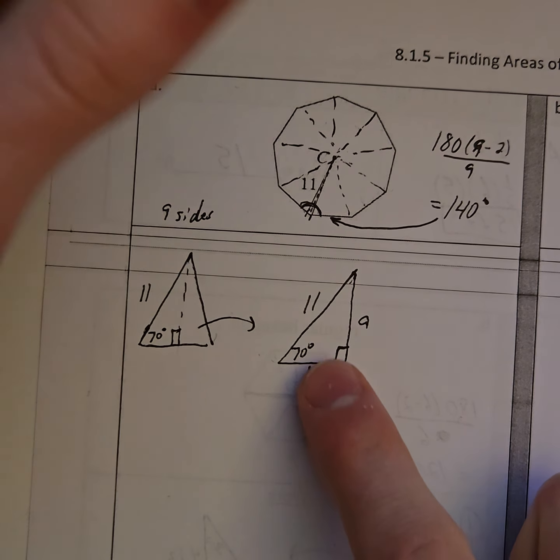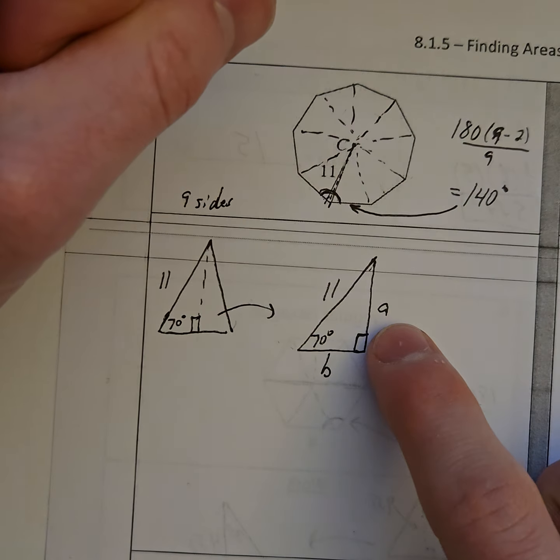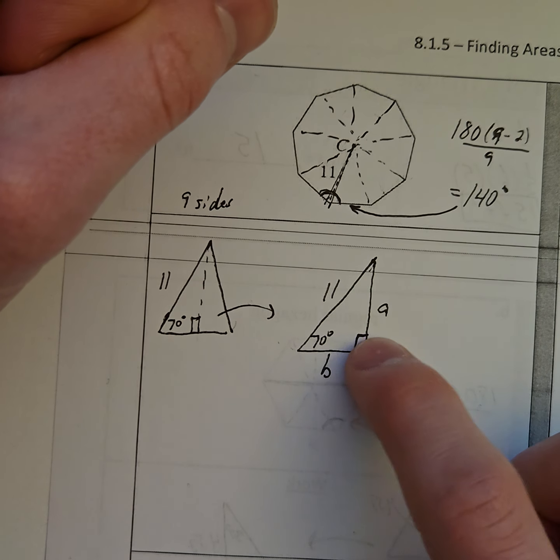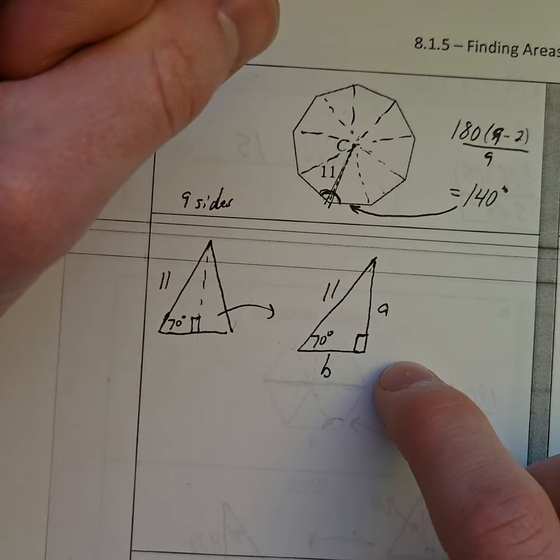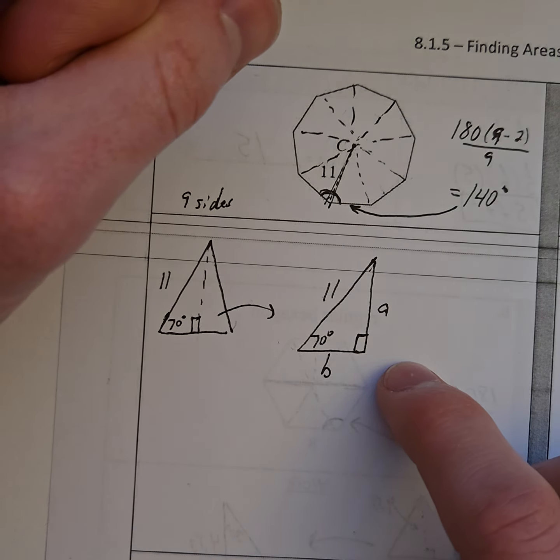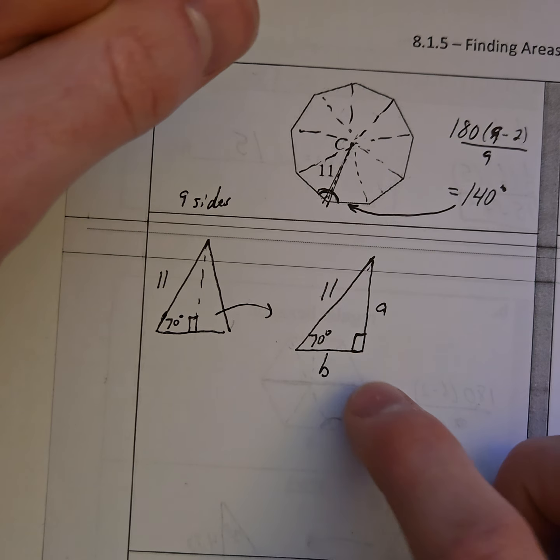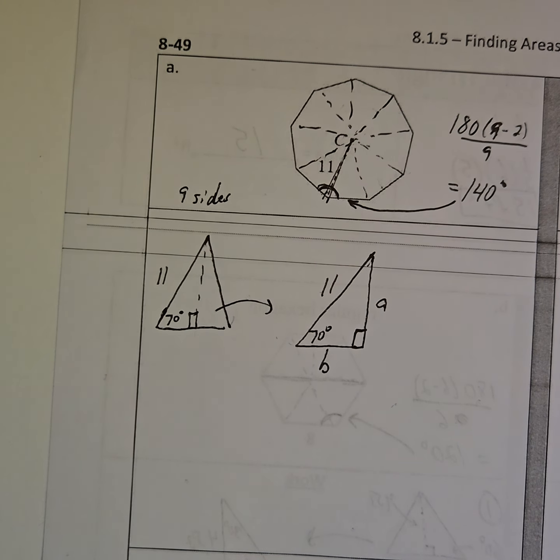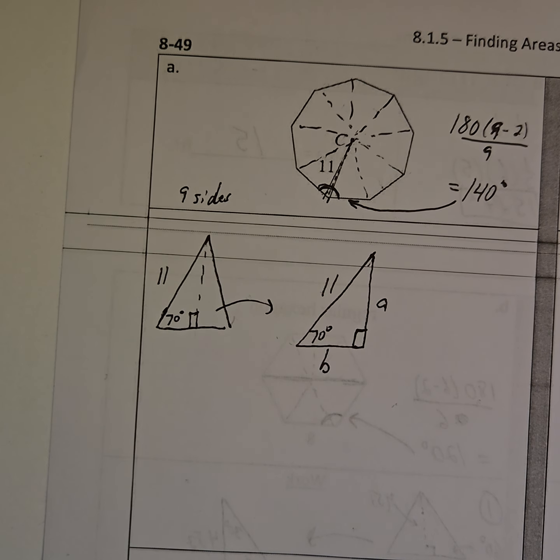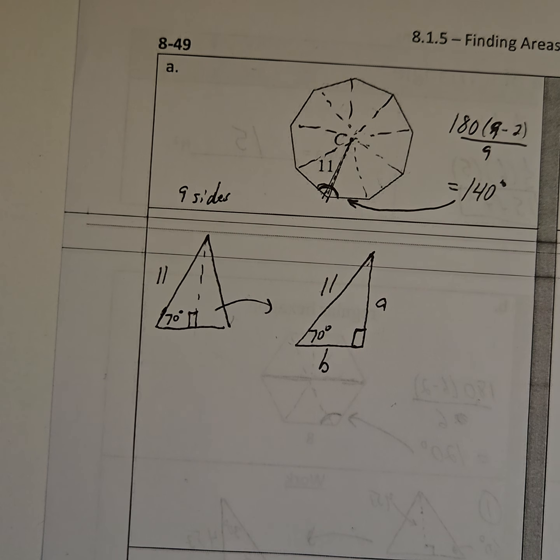All right, now I want you guys to see if you can figure out A and B from this triangle here. You're going to have to use some trig. Use some trig, show your work, find A and B. So pause the video and go. All right, so hopefully you paused the video here.